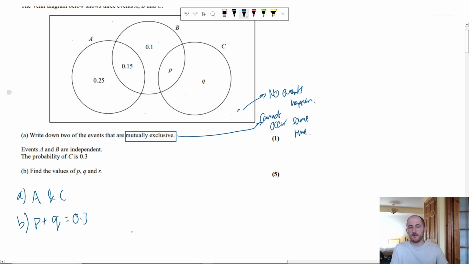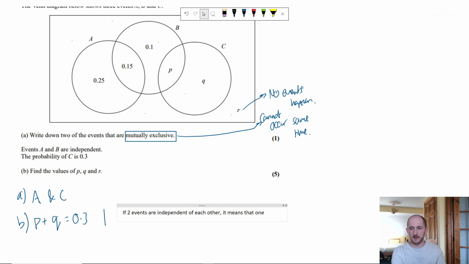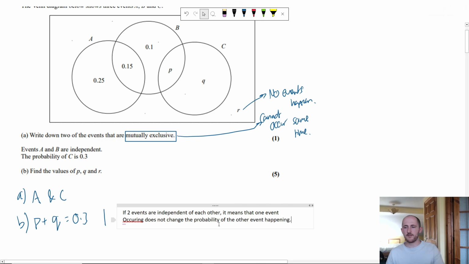So what does it mean when two events are independent? Well, in words, it simply means that if two events are independent of each other, one event occurring does not change the probability of the other event happening. So let's think of an example. Let's think of an example of two events that are independent.